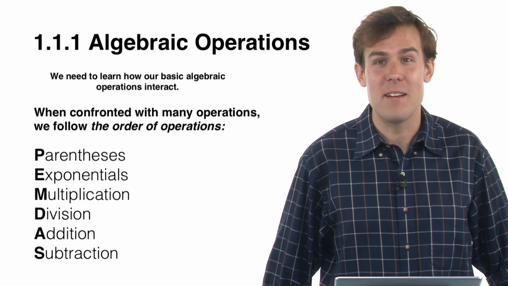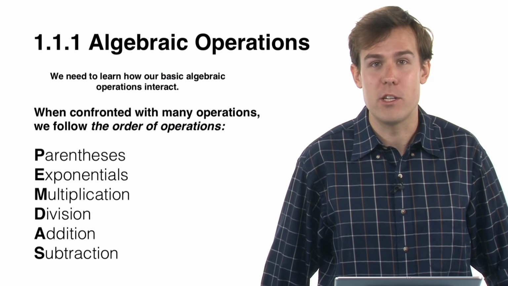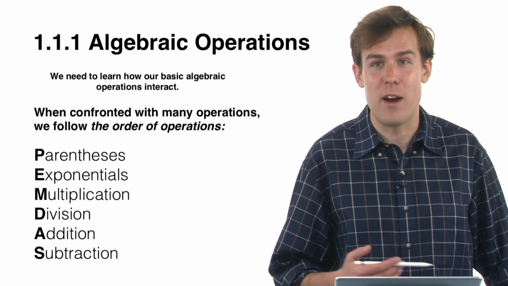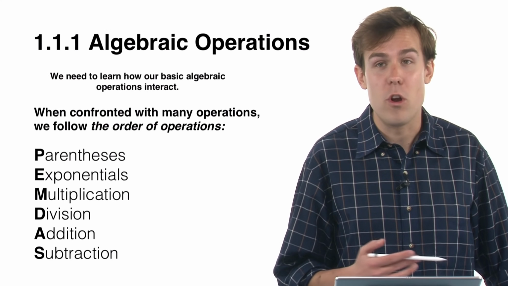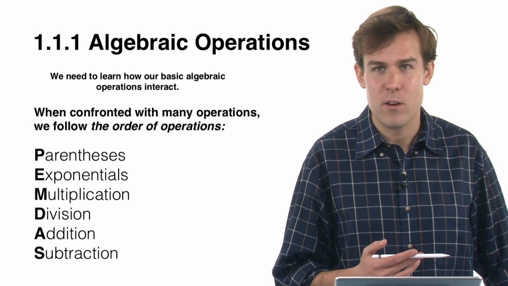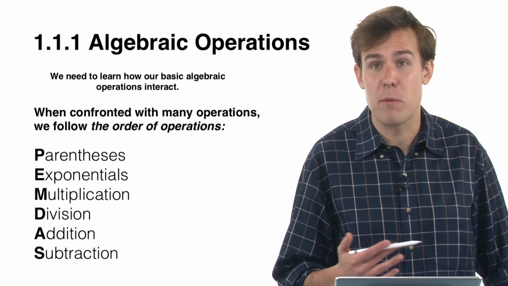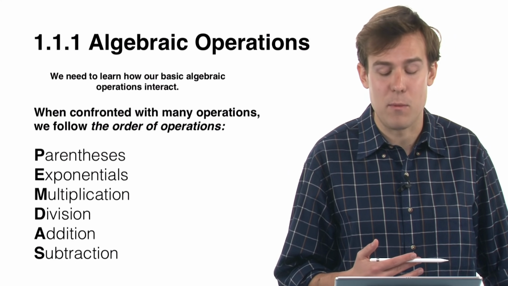We'll start with Module 1.1.1, Algebraic Operations. We just need to review how our basic algebraic operations interact with one another. In particular, which ones do we do first? What do I do? Multiply first or add first? How do I deal with exponents and parentheses? Mathematicians have a standard way of dealing with this.